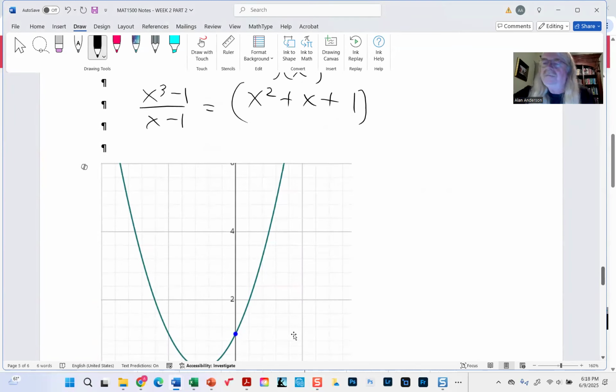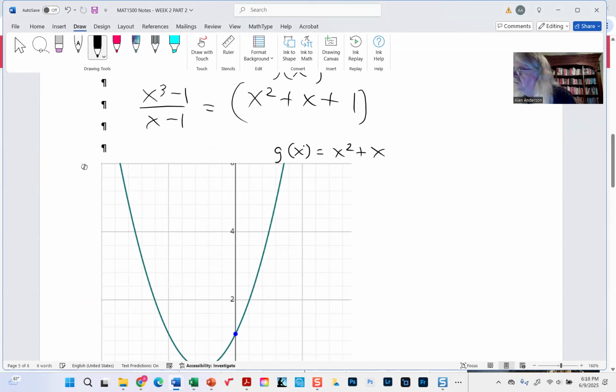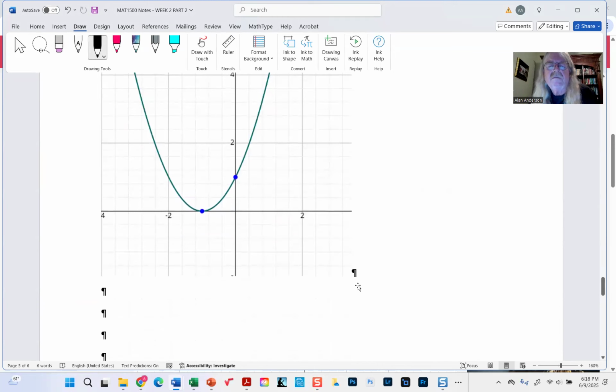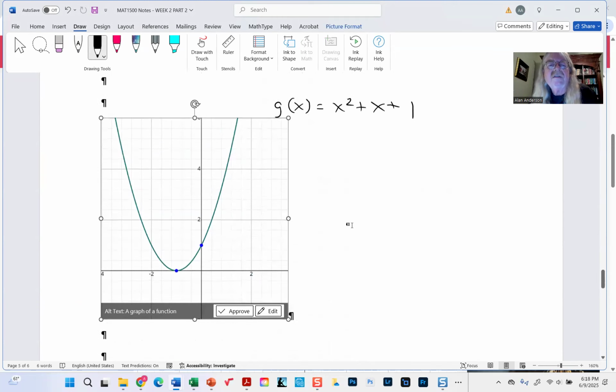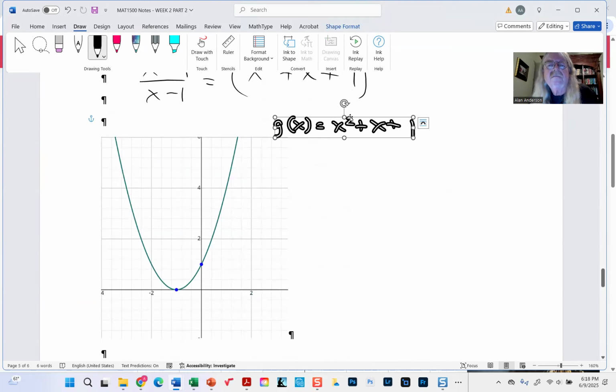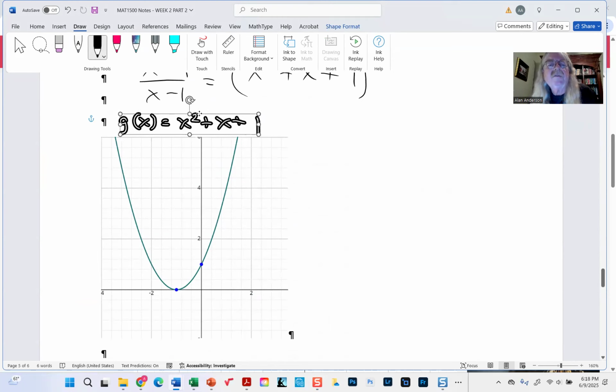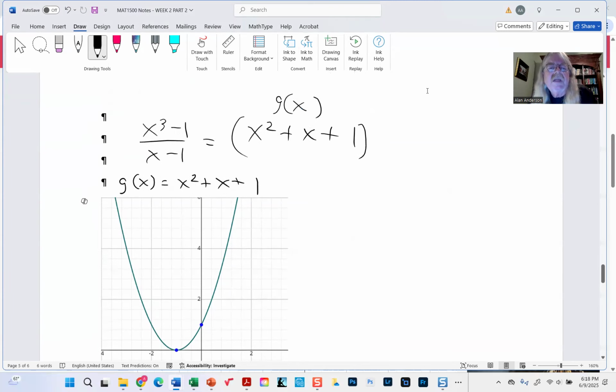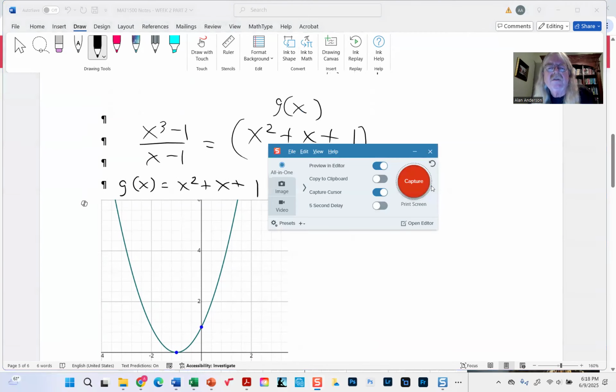So this is, let's think of this as g of x. And then let's go back to the original function. Call that one f of x. And let's show them side by side. I think this will work. x cubed minus 1 over x minus 1.